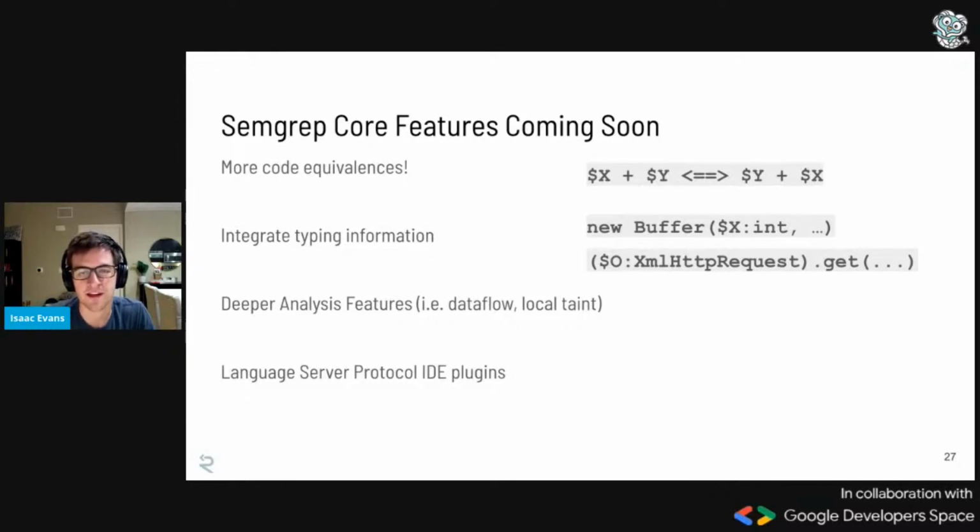And you can program that into the engine to say, I don't care about the associative property of addition or whatever is true for this rule, so just find all those variations for me. And there are a bunch of other deeper features. There's some basic typing information already, but we want to do a better job integrating typing information from the AST, as well as deeper analysis features like data flow or local taint tracking. Happy to talk more about that if you're familiar with the static analysis world.